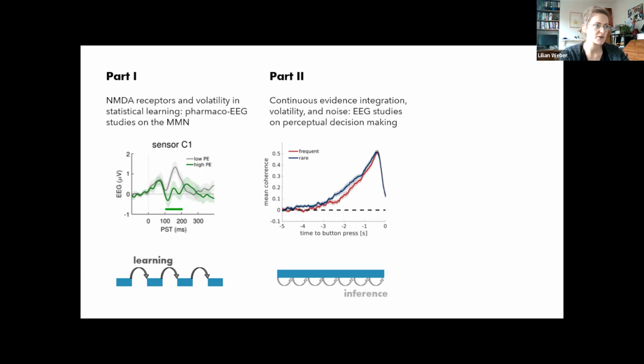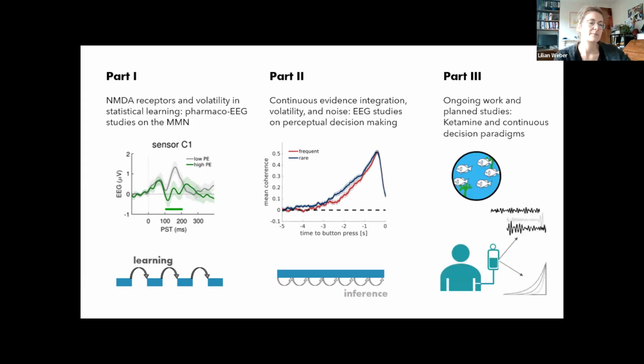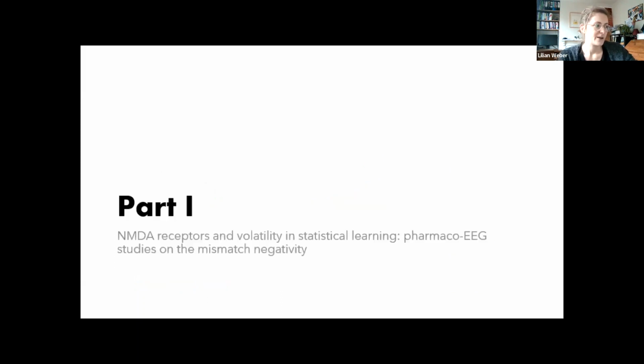That will be perceptual decision-making and new paradigms for measuring evidence integration and EEG. And then there'll be 1 or 2 slides on future plans, what we're hoping to do with these paradigms and ketamine studies, etc. So let me start with the first part, which will be all about NMDA receptors and volatility in statistical learning.